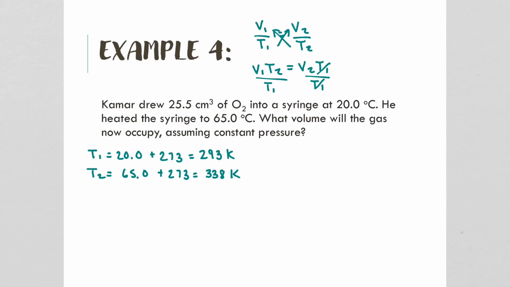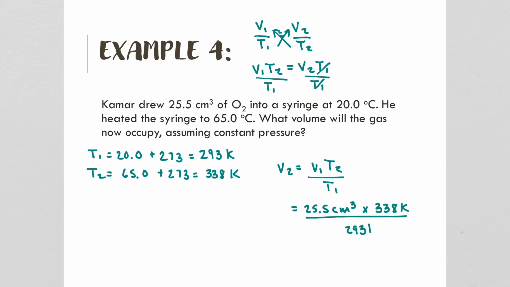So now we'll solve. So V2 is equal to V1 times T2 over T1. So that's equal to, our initial volume was 25.5 centimeters cubed, times our T2, which is 338 Kelvin, and we're going to divide by 293 Kelvin. So we get a volume of 29.4 centimeters cubed.